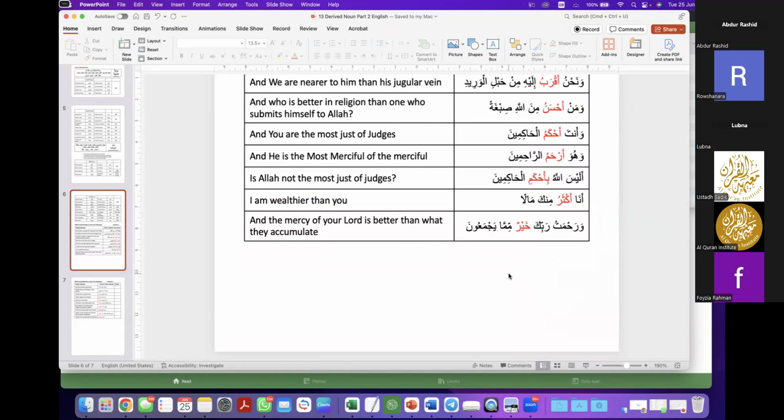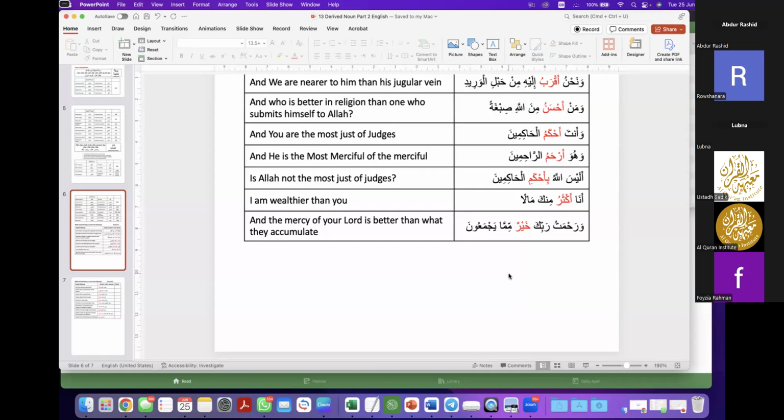Wa rahmatu rabbika. Your Rabb's rahmah. Khayr. Best. Or better, you will decide in a minute. Mimma yajma'un. From what you gather together. All your wealth you gather together from this whole world. Something is better than that. What is that something? Rahmatu Rabbika. Your Rabb's rahmah. So what is it?